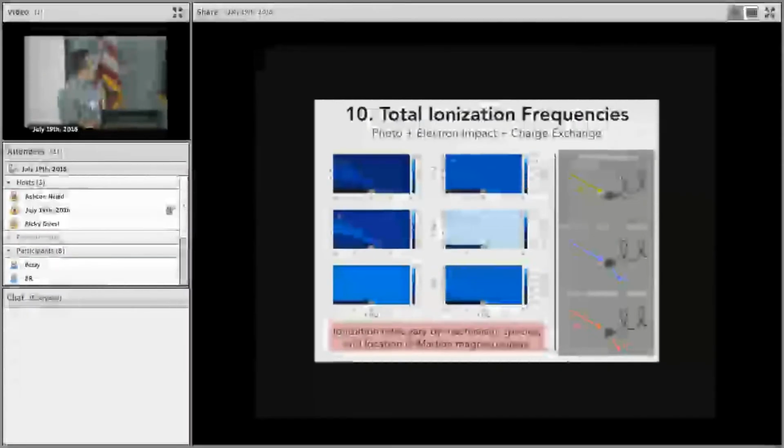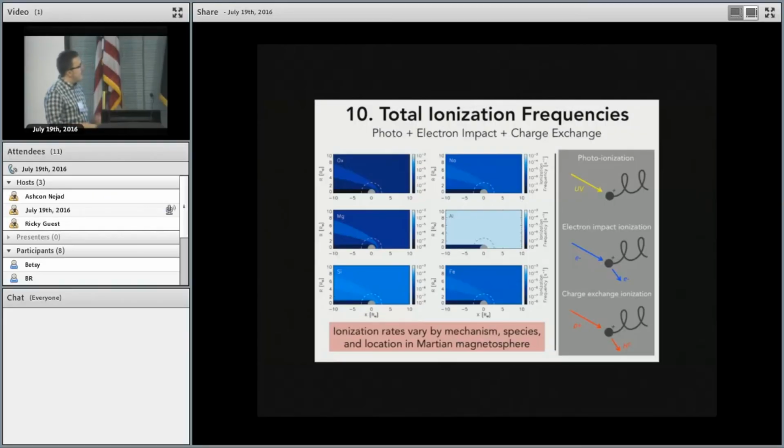There's three important mechanisms to ionize a neutral. You can photoionize it, you can electron impact ionize it, where an ambient electron just smashes into the neutral and ionizes it, or you can have charge exchange with solar wind protons. Each of these processes varies not only by species.